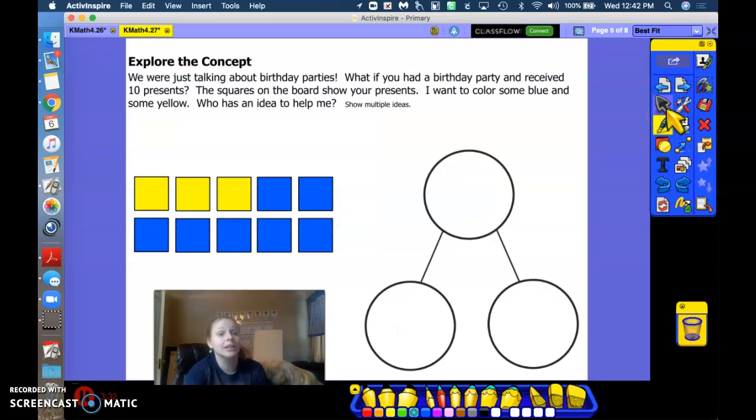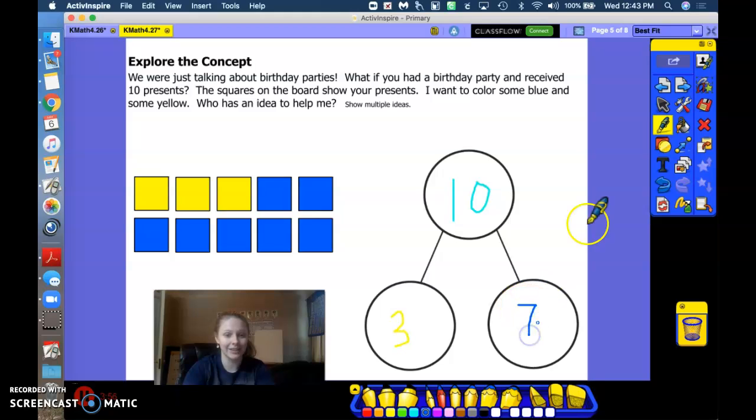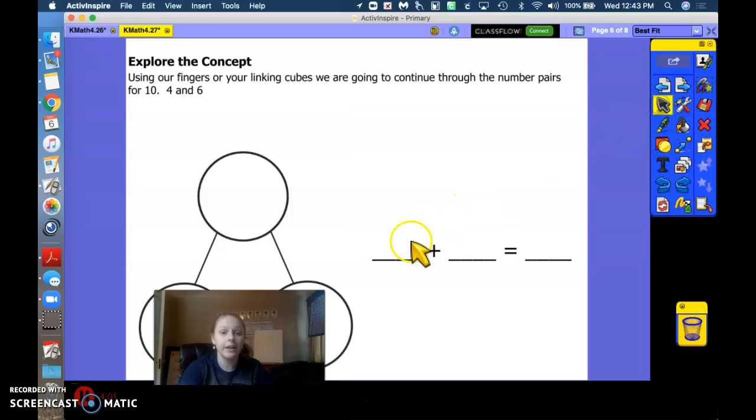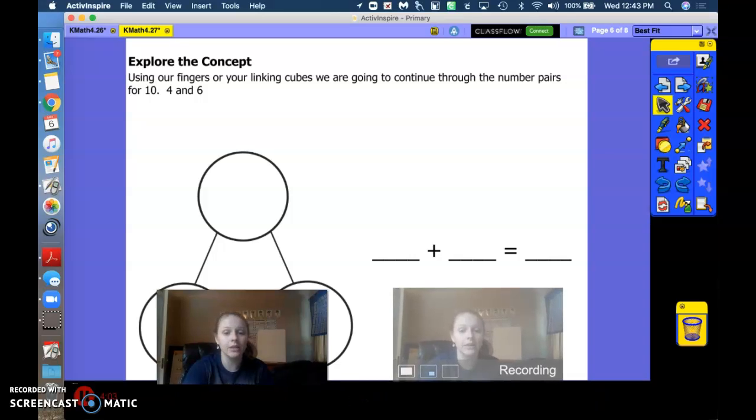All right, let's take a look at my presents. All together, how many presents do I have? Again, 5 on top, 5 on the bottom. We know right away that we have 10 presents. How many presents are yellow? 3. How many presents are blue? 7. Great job, friends.